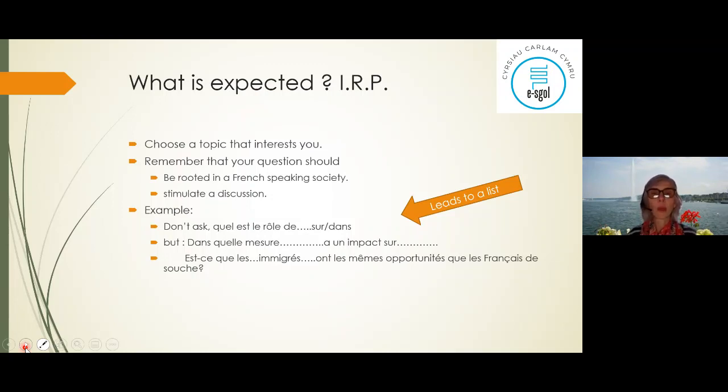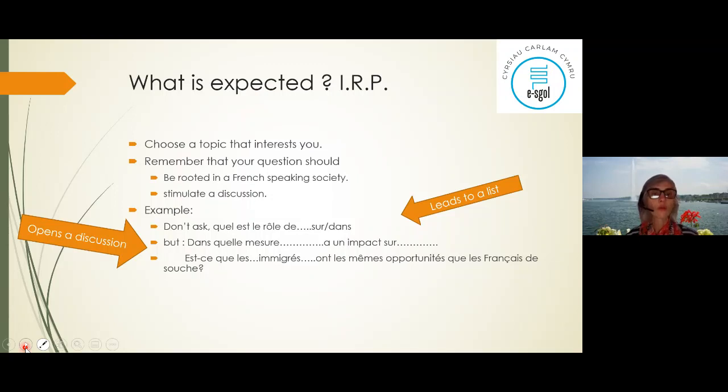So if I keep Napoléon as an example, dans quelle mesure Napoléon a un impact sur l'éducation en France? Or, linked with theme 3, like if you were doing the centre-assessed speaking: est-ce que les immigrés ont les mêmes opportunités que les Français de souche? That's another type of way to ask a question. Why that type of question? Because those questions are open to a discussion, and it's easier also for your teacher to ask you questions about it.